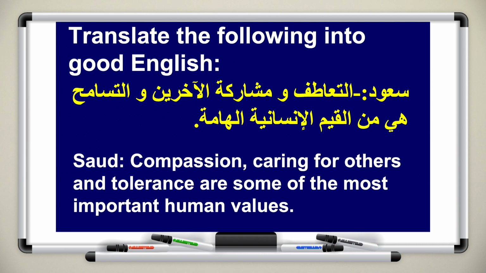So, to write it as a full sentence. سعود, compassion, caring for others, and tolerance are one of the most important human values. And also I can write, instead of compassion, I can say empathy, because empathy also means التعاطف. So you don't have to write the exact same sentence as I have here. You can use your own words and it will also be correct.